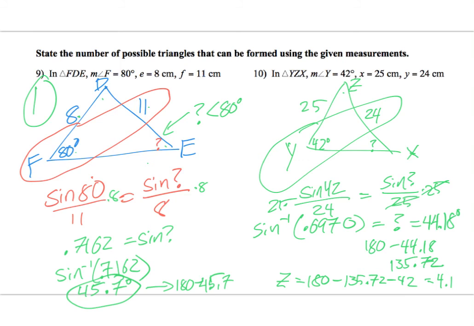Nope, even smaller. I forgot about the 42. It's going to give us like 2, I'm out of eraser, there we go, 2.28 degrees. That's a really small angle, but that still is an angle that works. So there are 2 triangles possible here. One with the 44.18 degrees and one with the 135.72 degree angle for x.